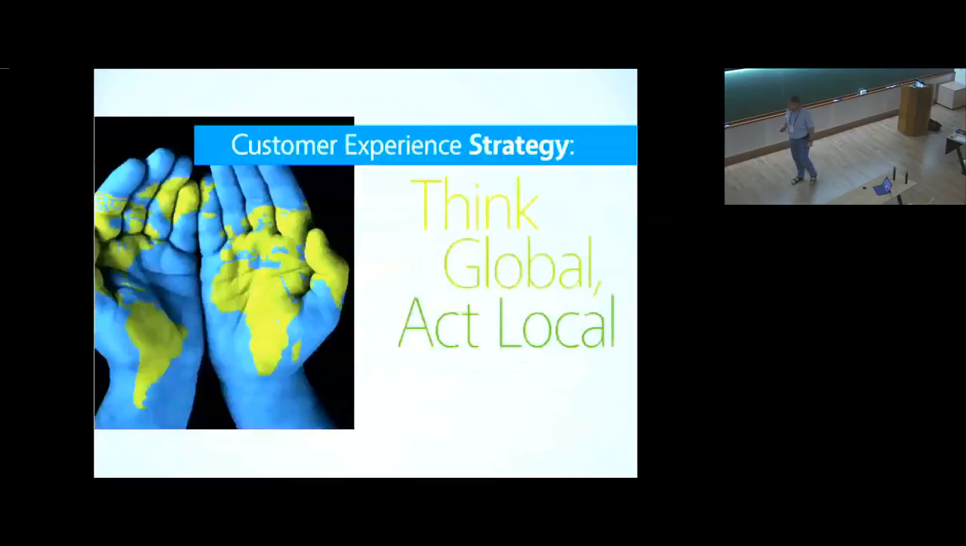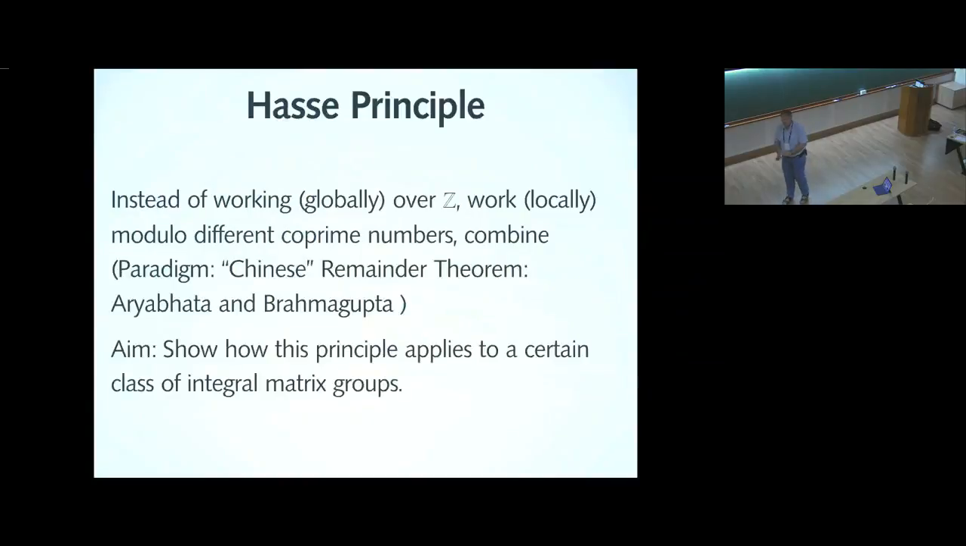Let me start with the most cheesy corporate slide I could find. Something business people like to advocate, and of course that is something mathematicians have known for a long time. There it's called the Hasse Principle. We want to work locally, modulo a prime, and we want a global result in characteristic 0. And that is a paradigm which you all know from your undergraduate studies. It's sometimes called the Chinese remainder theorem, but since we are in India, I should credit it to Aryabhata and Brahmagupta, who basically worked that out many centuries ago.